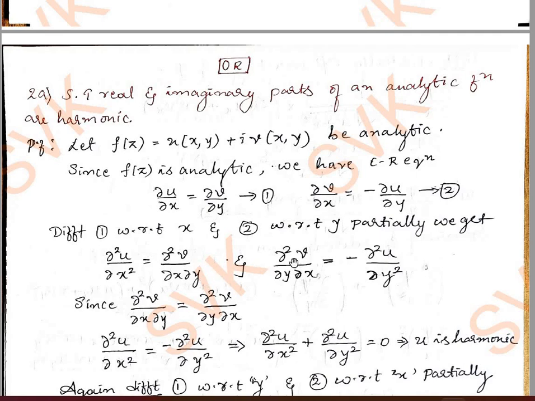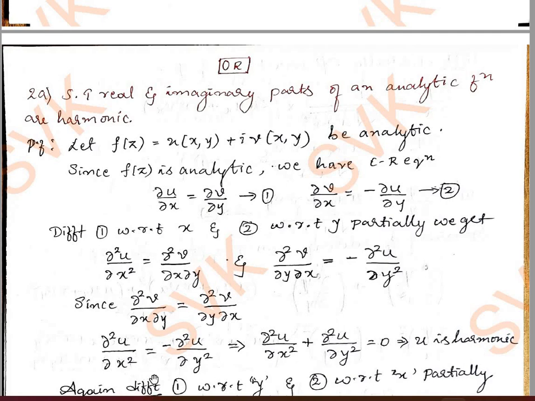Similarly, if you differentiate equation 2 with respect to y, I am going to get del square v by del y del x is equal to minus del square u by del y square. Since del square v by del x del y is equal to del square v by del y del x, as we know that mixed partial derivatives are equal, we can equate those two. Then I am going to get del square u by del x square plus del square u by del y square is equal to 0. Therefore, I can say that u is harmonic.